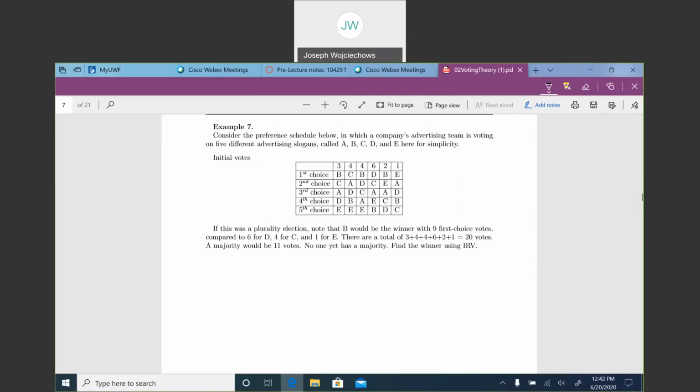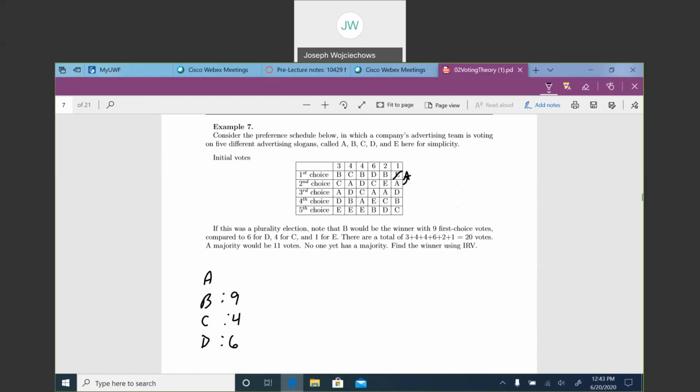So, since E had the fewest votes, we'll drop E here, and this will move A up. So this will be A. So we have A, B, C, and D now. And let's see. B still had 9. D still had 6. C still had 4.